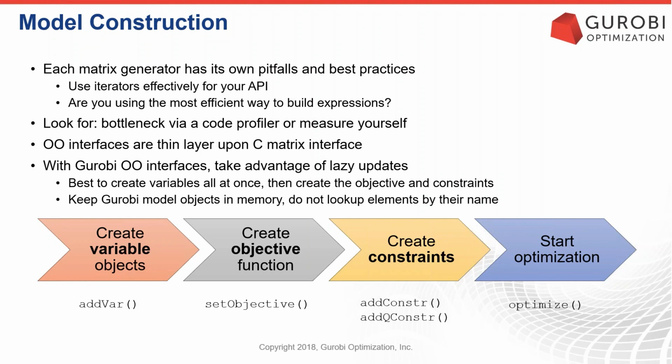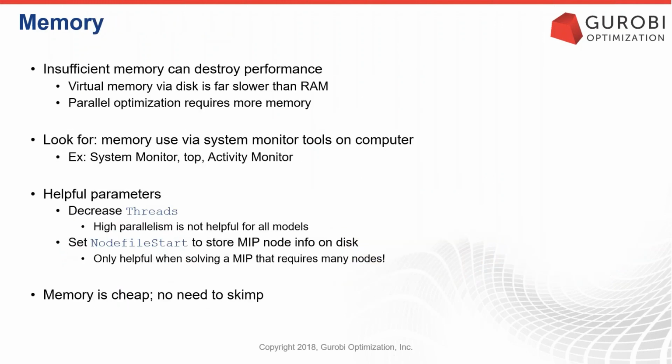All right, so now that you created your model and you call optimize, what can happen to slow things down? One important aspect is, of course, memory. If you don't have enough memory, this can really destroy performance. For example, virtual memory on disk is far slower than RAM. If your model requires, let's say, 32 gigabytes of memory because lots of threads are running and there is a lot of parallelism, it requires more memory. If you don't have enough physical memory on the system, your operating system will extend this physical memory to virtual memory, which is on disk. And this is much slower because disk access takes so much more time than access of the memory itself.